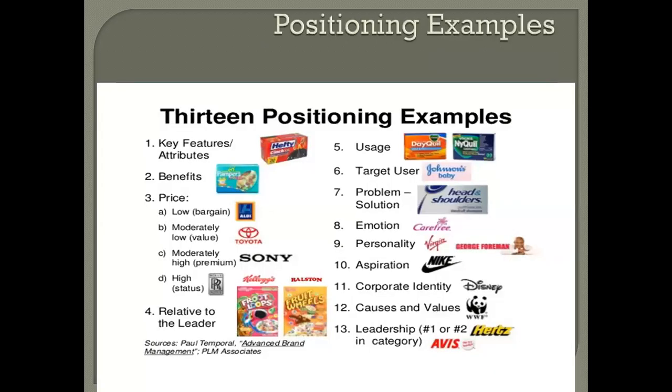So here come positioning examples. There are so many products, like Sony. We have another, like Disney, Nike: aspiration, because their positioning element is aspiration. Similarly, they have Head and Shoulders: problem solution. This is the positioning. Johnson's Baby, we have target user. Or we have another, Toyota. They have a different kind of positioning, right? Each and every company has a different kind of positioning, because on the basis of positioning, you can win in the market.